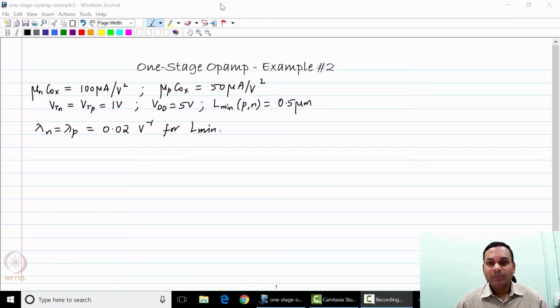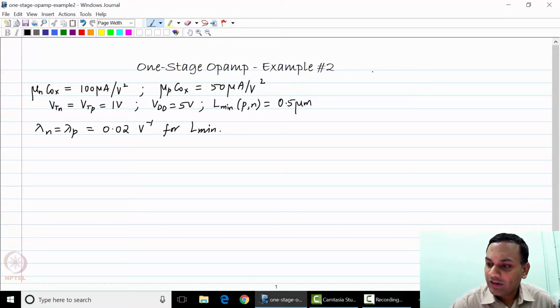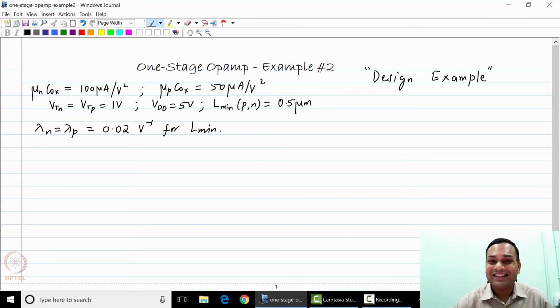In the second example, we are going to try to approach the problem from the opposite angle. So this is going to be a design example. The previous example was an analysis example where you were given the sizes and given the currents. You were asked to calculate what the parameters of the op-amp were.